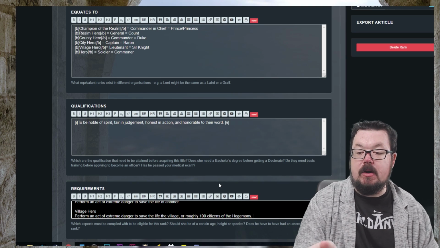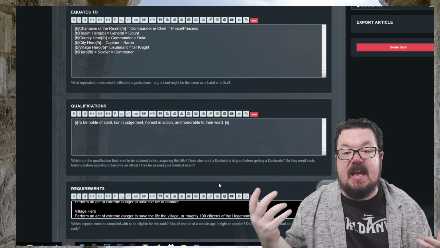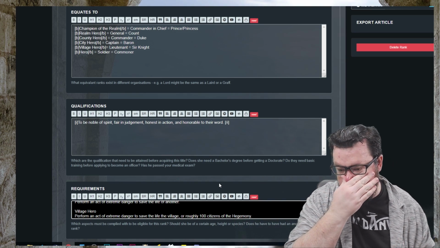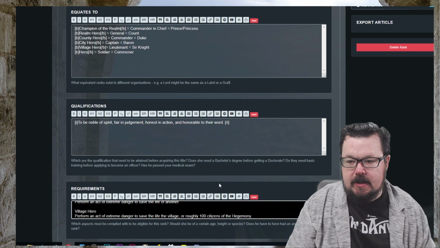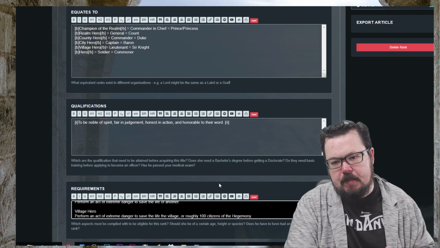Yes, okay, so there we go. Roughly 100 citizens is a village worth of people. I think we can go along those lines. Again, we can come back to this.